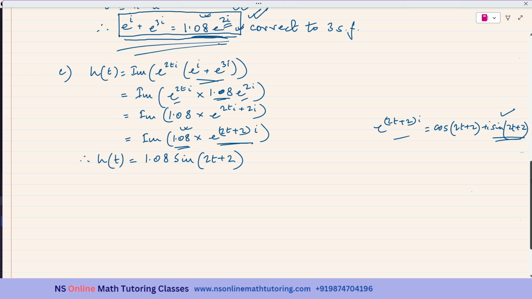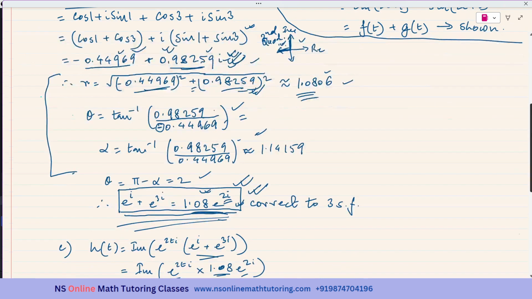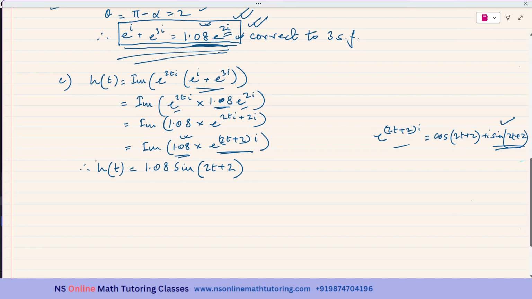This is h of t. You see, 1.08 is p, which is greater than 0, and in sin 2t plus q, q is 2. Obviously 2 is greater than 0, and obviously 2 is less than 2 pi, because pi is 3.14159. Even if I take it as 3, 2 times 3 is 6, so 2 is less than 6. So 2 is greater than 0 but less than 2 pi. So the q value is 2 and the p value is 1.08. So this is our answer.